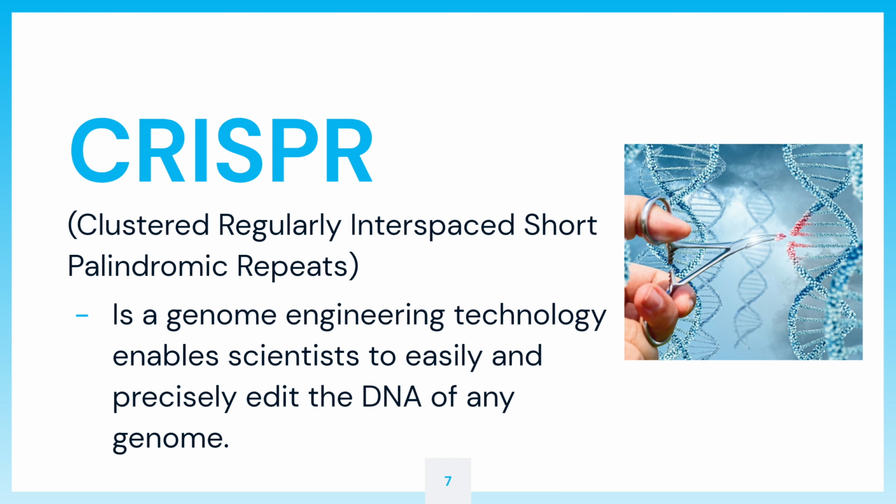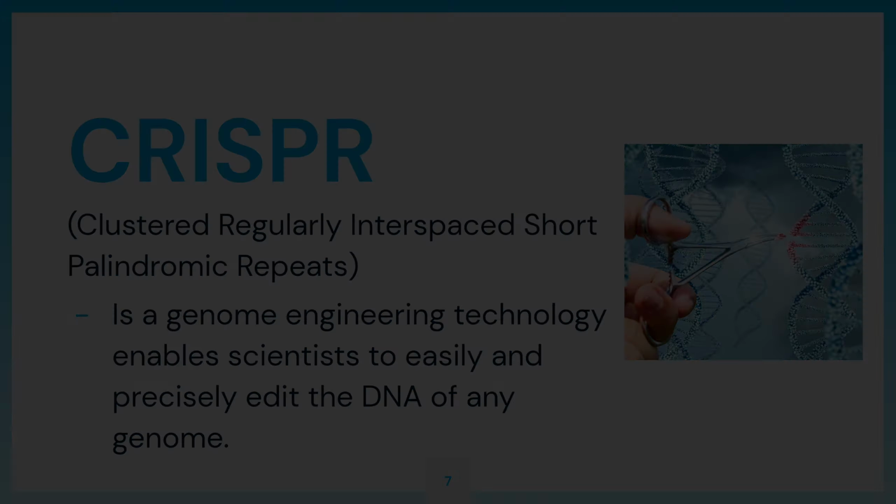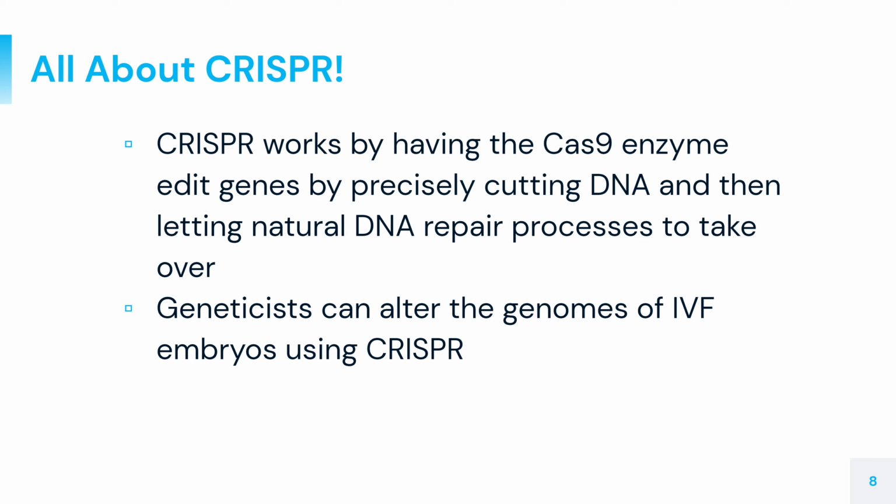So as you can see in this picture, of course, it doesn't actually look like this, it just is for visualization, where they're cutting a part of the DNA to either get rid of a gene or just alter the genome as they please, pretty much. So CRISPR works by having the Cas9 enzyme edit genes by precisely cutting the DNA and then letting natural DNA repair processes take over, like the picture in the previous slide. Geneticists can alter the genomes of IVF embryos using this.